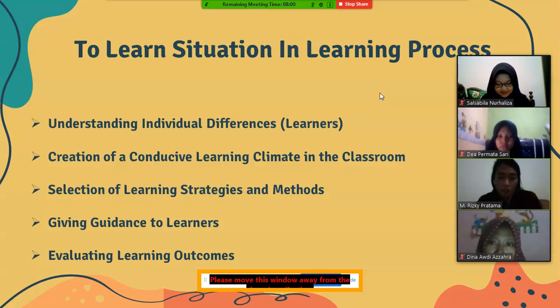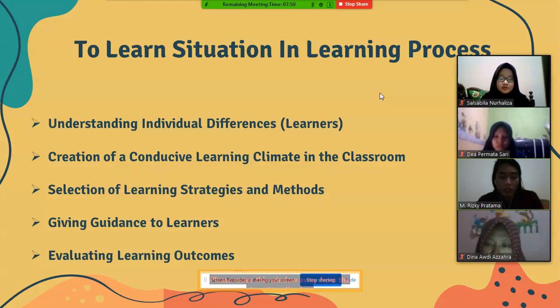And the last one is evaluating learning outcomes. So basically, evaluation activity help in measuring student learning outcomes. Educational psychology can assist a teacher and prospective teacher in developing a more equitable evaluation of student learning.